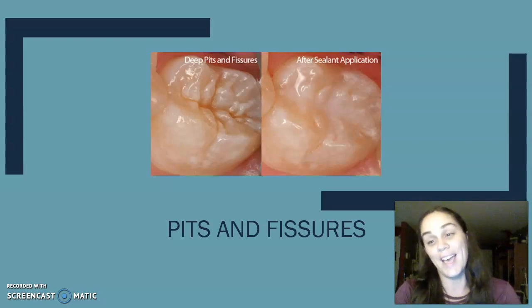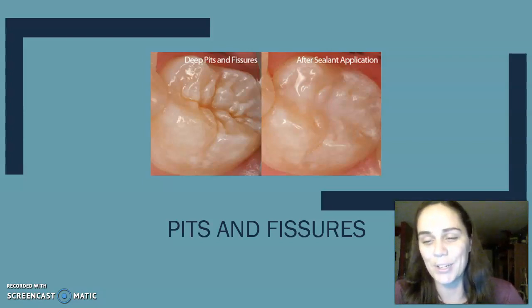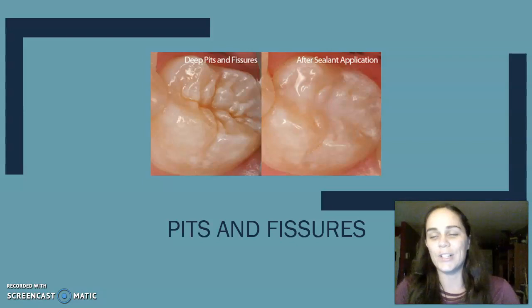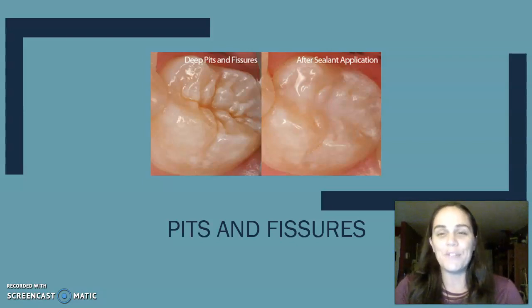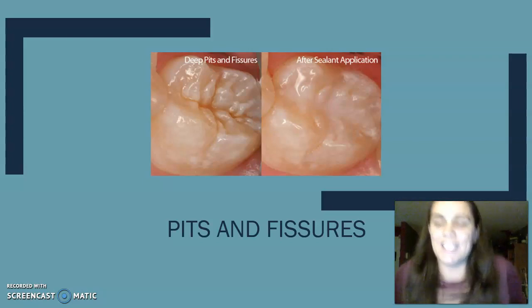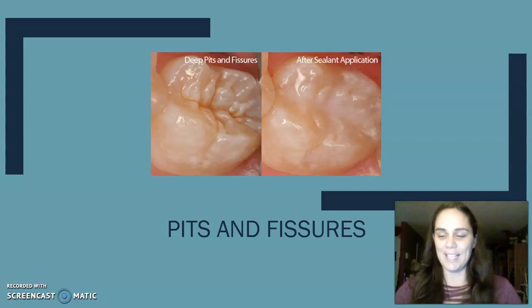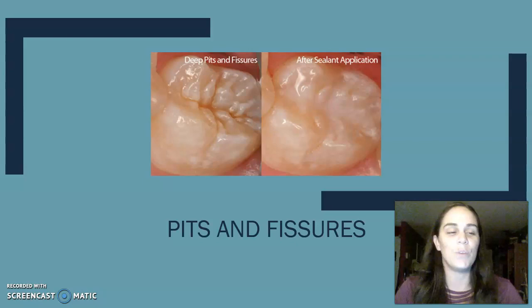Page 920 of the Modern Dental Assisting book. By the way, I'll go ahead and disclose that every bit of information on this slide has been found in the Modern Dental Assisting textbook for this class. Sealants are indicated for teeth with deep pits and fissures, preferably in newly erupted teeth, but they can be used in primary and permanent dentition alike.